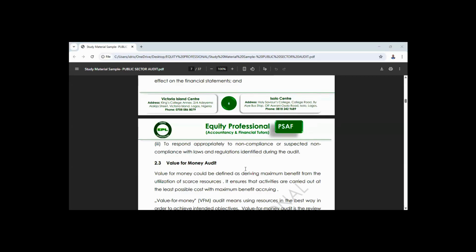We have another type of audit called value for money audit, VFM audit. What is value for money audit? What do you understand by value for money audit? Value for money audit is an audit that is based on 3 E's. What are the 3 E's? Efficiency, effectiveness, and economy.